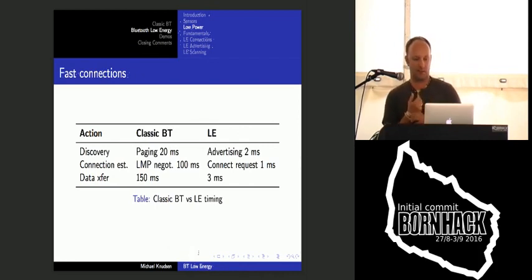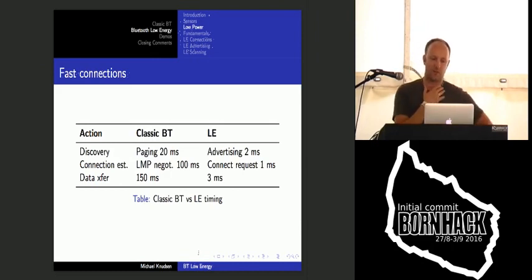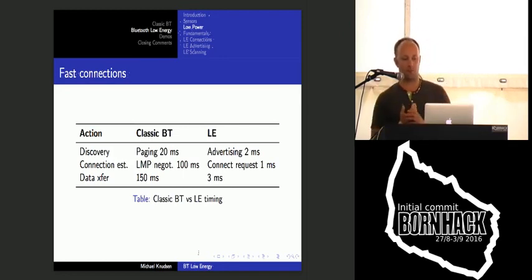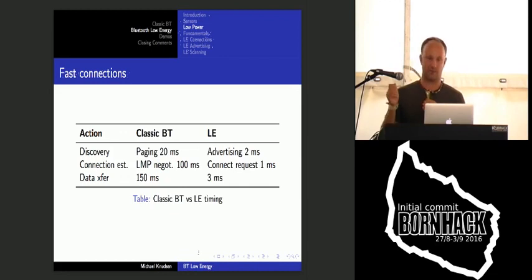Fast connections. In order to do device discovery in classic Bluetooth, we have to go out and listen for paging for 20 milliseconds at a time, whereas we have to send out paging packets for 20 milliseconds at a time. In LE, what we do is called advertising, and these take down to 2 milliseconds. Establishing a connection in classic Bluetooth takes on the order of 100 milliseconds, because you have a complex negotiation scheme. Whereas in LE, there's a connection request which is over in 1 millisecond. And data transfer in LE is limited to taking 3 milliseconds at a time.